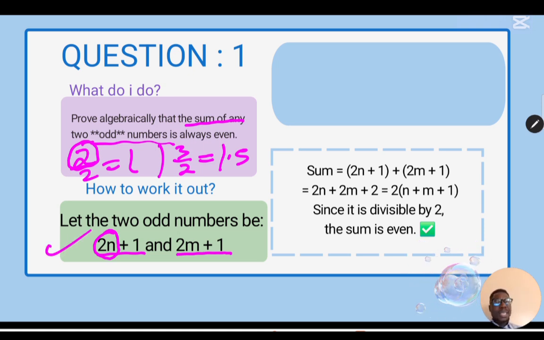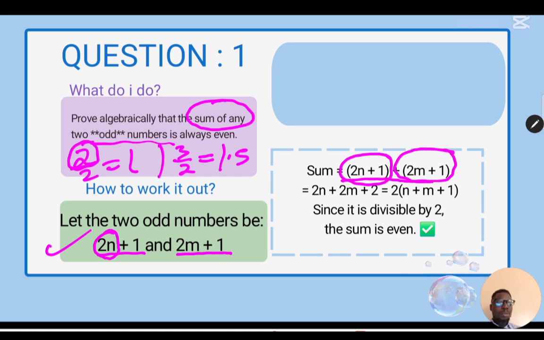So now the next step we have to follow is that we will sum 2n plus 1 and 2m plus 1. Let's sum it. Why do we have to sum it? Because in our question, the question says prove algebraically that the sum of any two odd numbers. So initially our first odd number is this, and the second odd number is this. So the sum, meaning that we are going to add the two together. So when we add it, it means 2n plus 1 plus 2m plus 1.